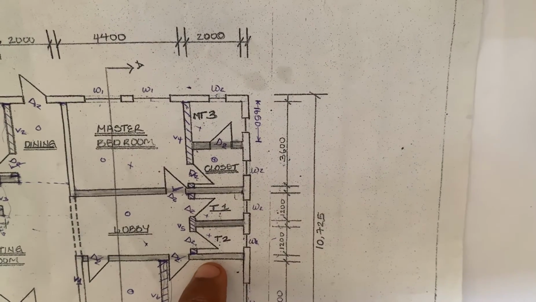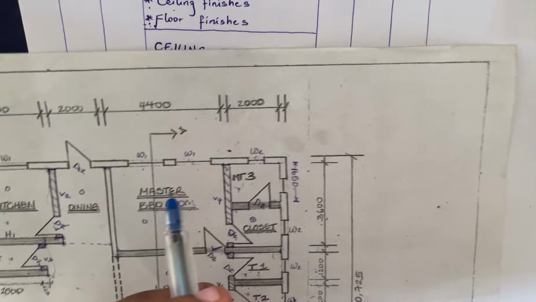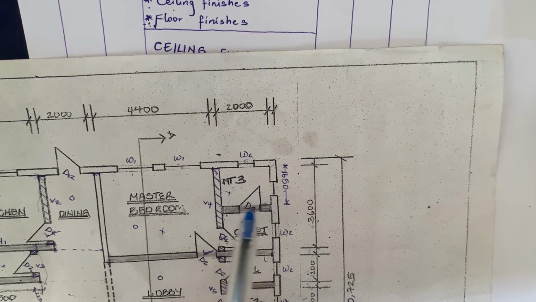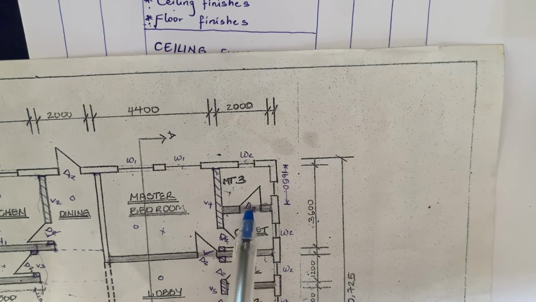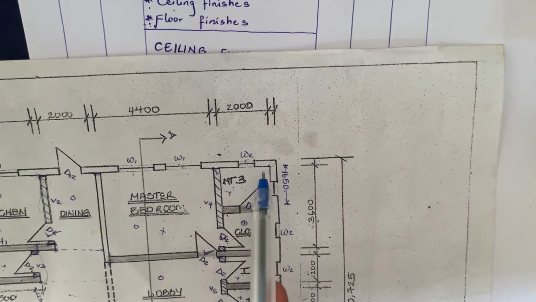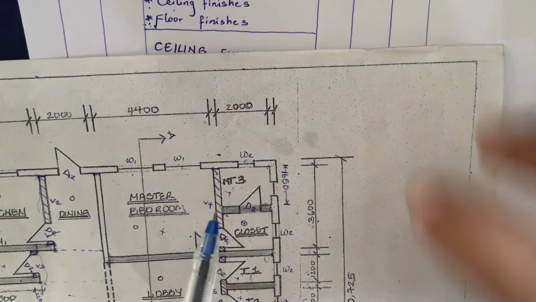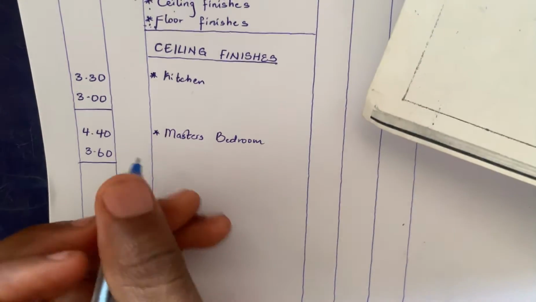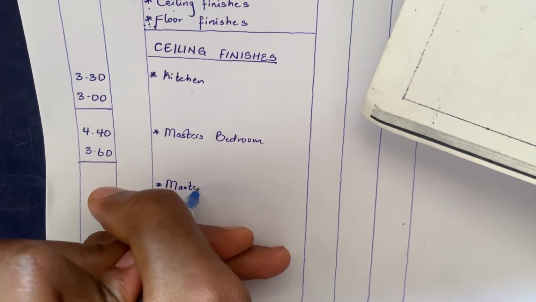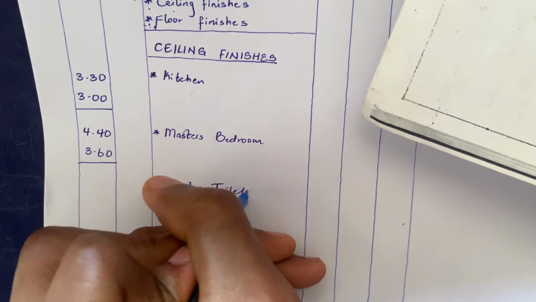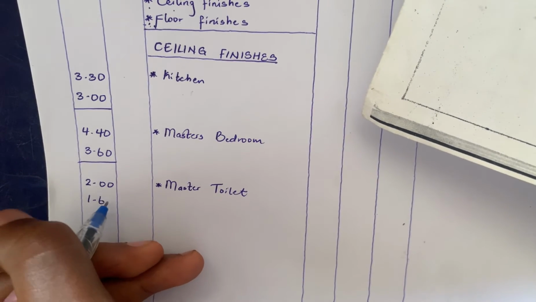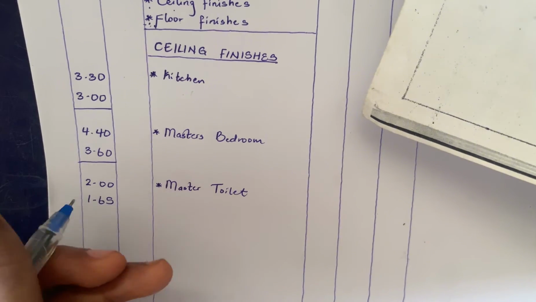The master's toilet. So we know that this is the master's toilet here, this entire space. Now the end-to-end dimension for the length is 2,000, and the end-to-end dimension for the width is 1,650. So we book. That's 2.00 by 1.65, and then we close.